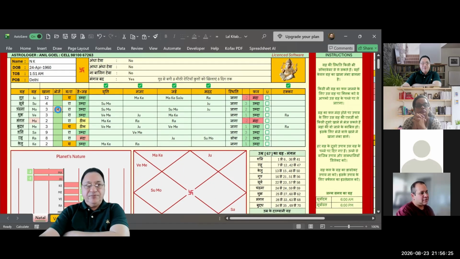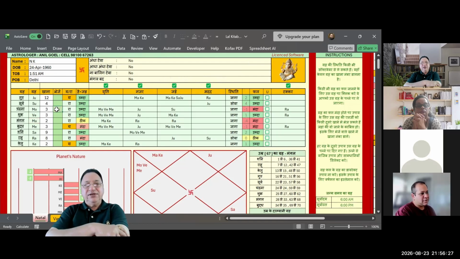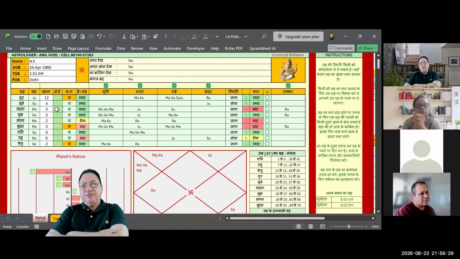So this is the first part where we deal with the natal chart. Any other questions on this? Then I'll shift to virtual.